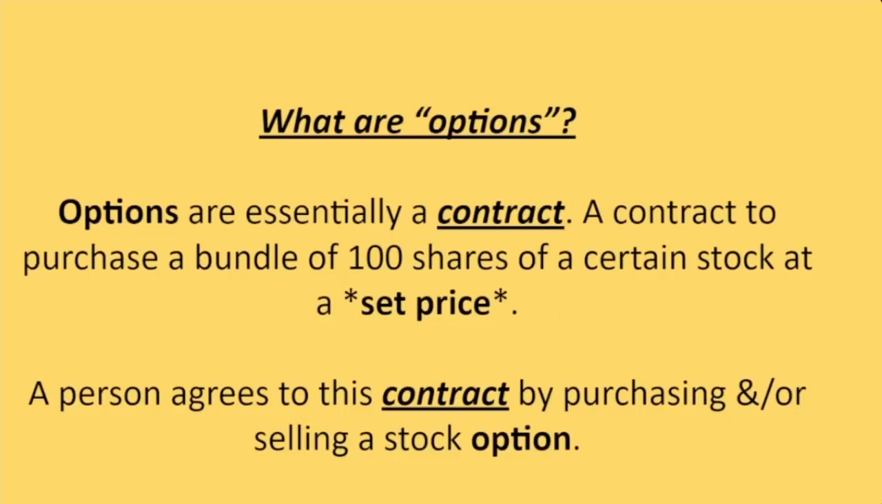What are options? Options are essentially a contract to purchase a bundle of 100 shares of a certain stock at a set price. So it is a contract that the buyer is purchasing from a seller. It's not stock, it is just the contract. That's what an option is. It's an agreed contract by purchasing or selling the contract.